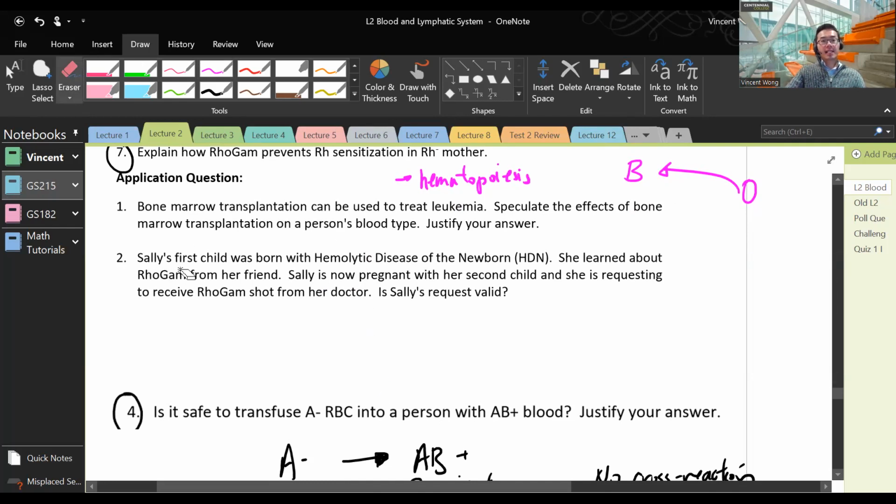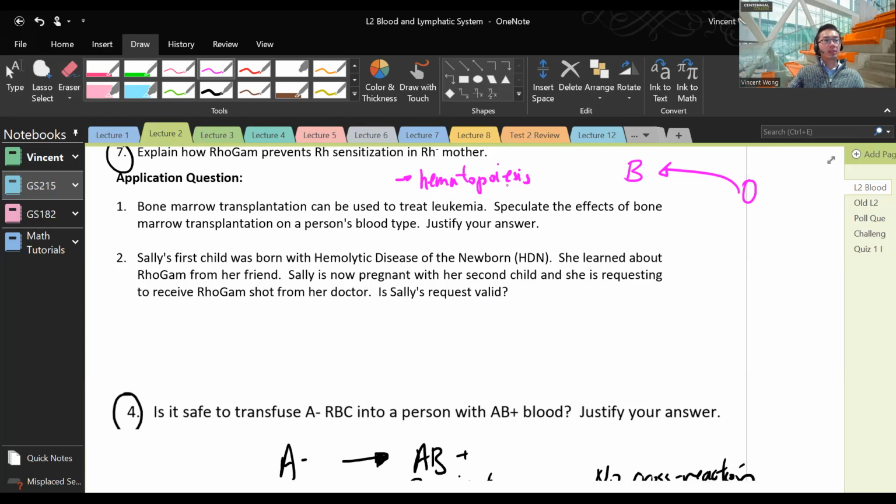Number 2, Sally's first child was born with hemolytic disease of the newborn. She learned about RhoGAM from her friend. Sally is now pregnant with her second child, and she is requesting to receive a RhoGAM shot from her doctor. Is Sally's request valid? Should we give her the RhoGAM this time around? Tyler said no. Okay, what about the rest of you? Do you think we should do it? Should we give her the RhoGAM just in case there's going to be hemolytic disease of the newborn again?